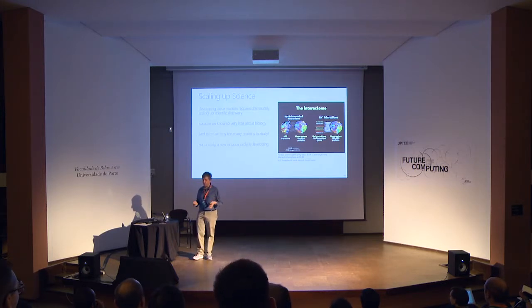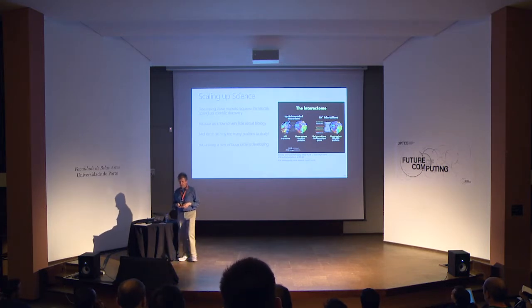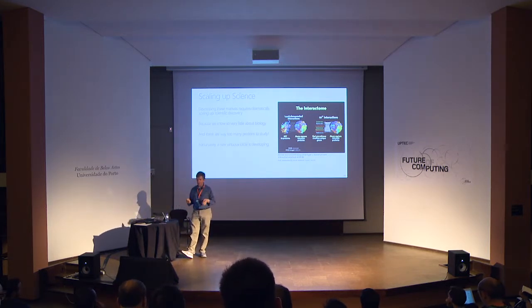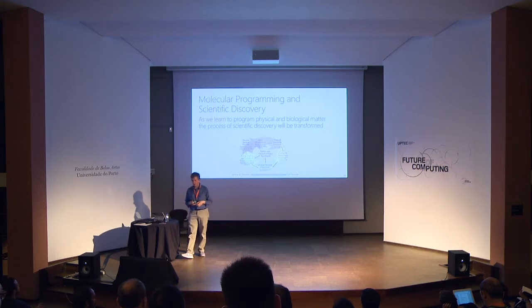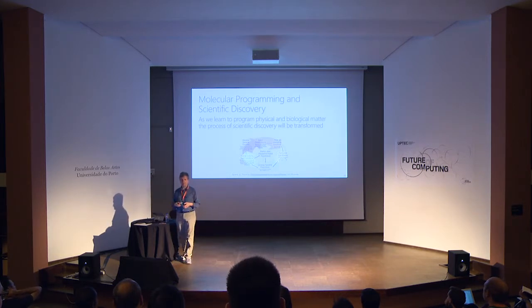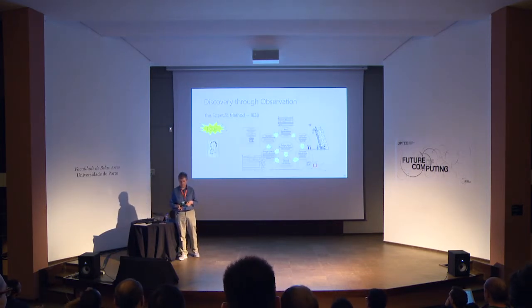Well, you need to speed up science. You need to speed up scientific discovery. And it's difficult, but fortunately there's a new kind of virtuous circle that is developing, and that has to do with lab automation. As we learn to program physical and biological matter better and better with various techniques, including DNA computing, this will really transform the process of scientific discovery as it's understood today. Let me try to explain that.